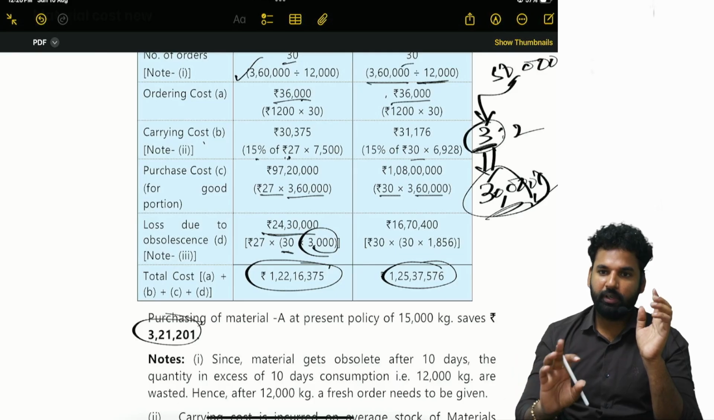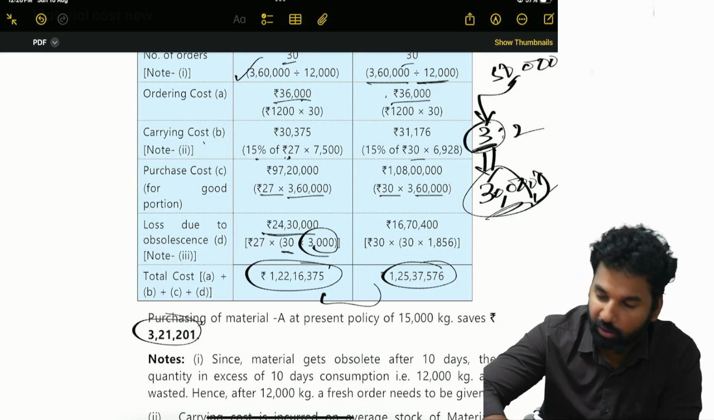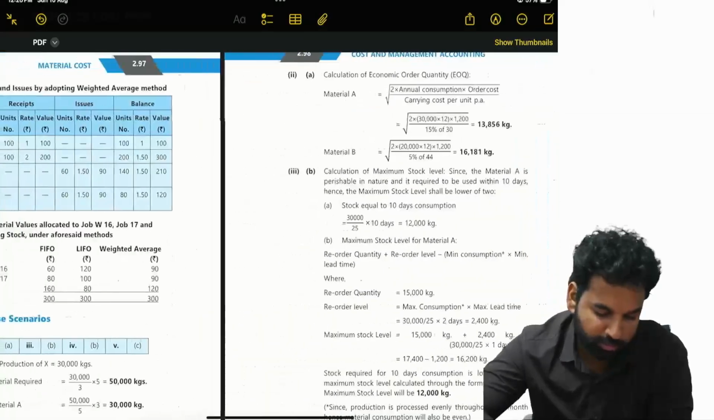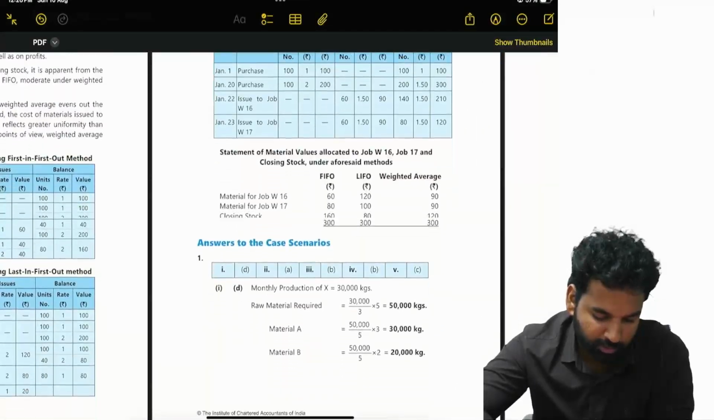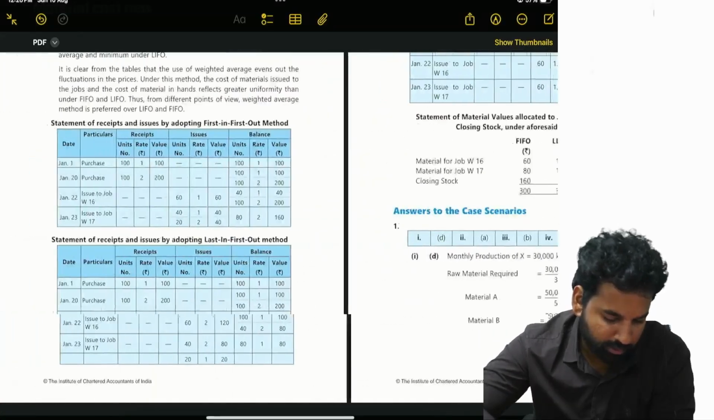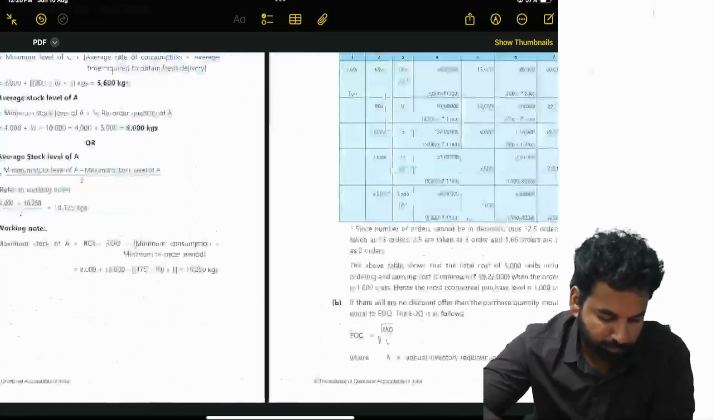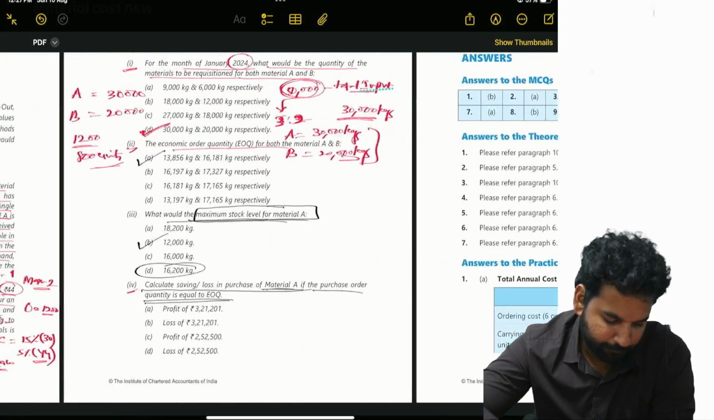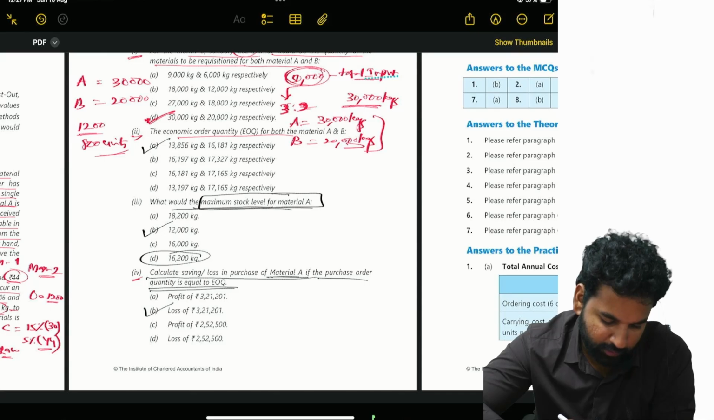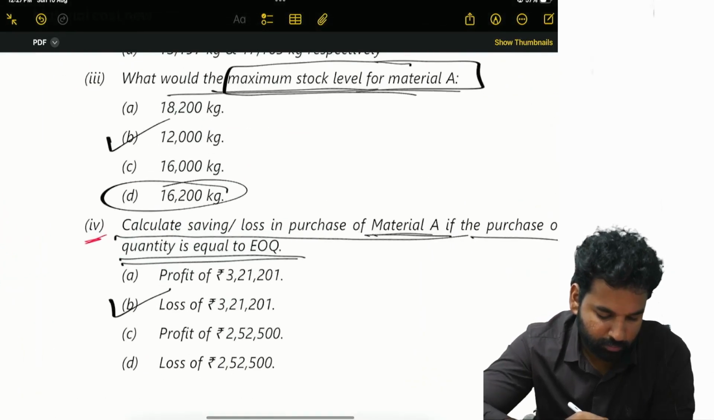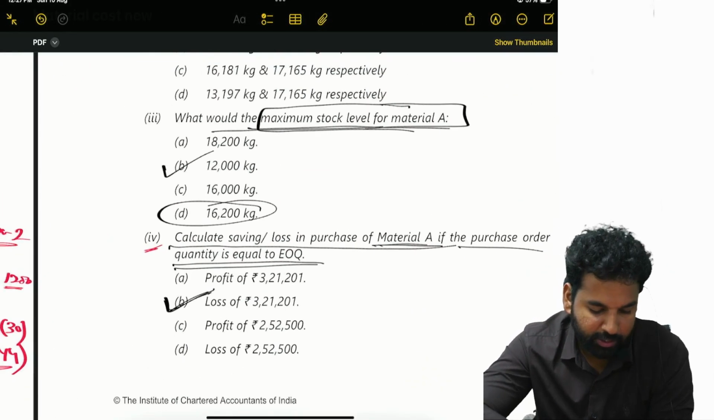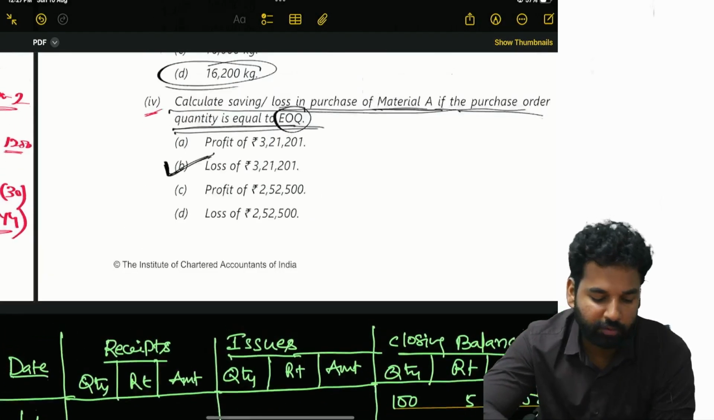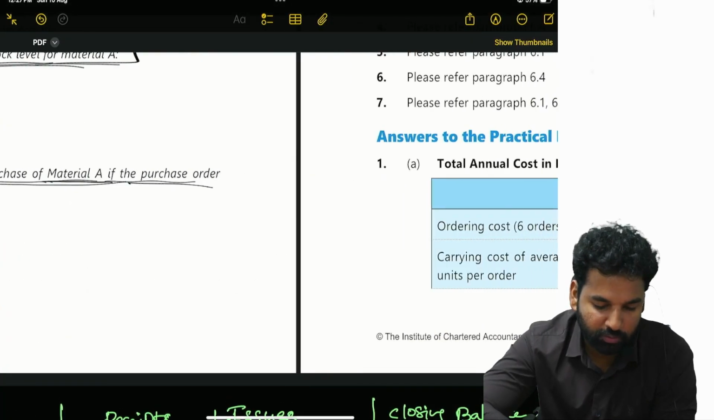So totally there is a difference. That difference will be profit or loss. So we are incurring a loss if you go for the EOQ option. So the current option is better. Compared to EOQ, the current option is better. Okay. So if you see the answer, 3,21,201 is the loss. Calculate saving or loss in purchase of material if purchase order quantity is equal to EOQ. If you go for EOQ, the loss will be 3,21,201.